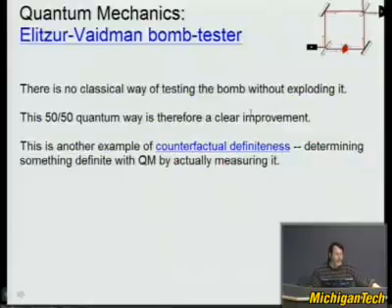However, there is a quantum way, using quantum logic, trying to allow photons to take both paths sometimes. 50% of the time, you will find out that there is a live bomb. So if D lights up, you know one of two things is true. The bomb's either a dud and light took both paths, or the bomb's live and it took the upper path, and you weren't unlucky enough for it to take the lower path. And in that 50% of the time when it took the upper path, you know that you have a live bomb. So this is another example of counterfactual definiteness, determining something definite with quantum mechanics without actually measuring it.